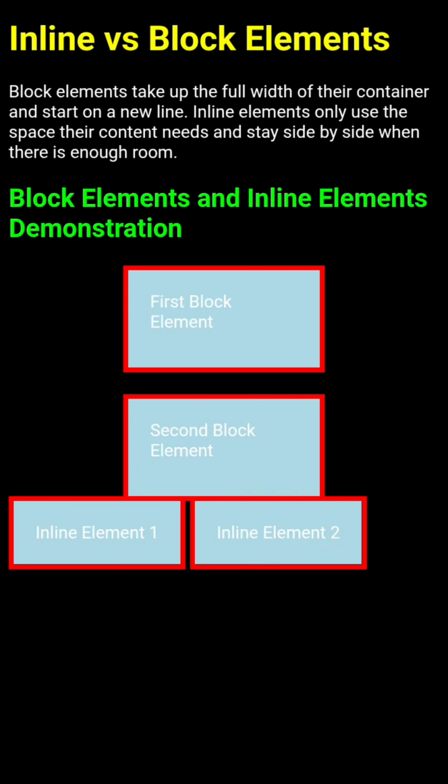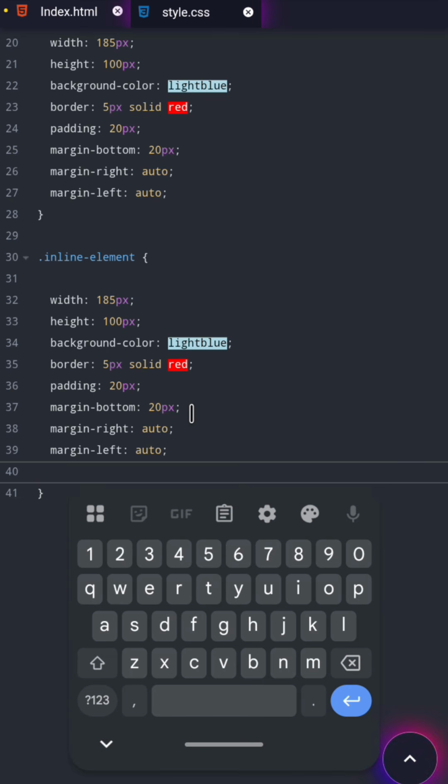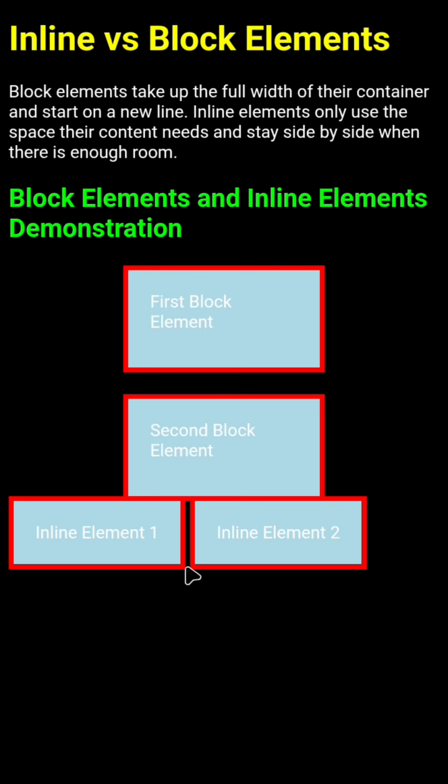Also, notice something interesting. Even though the div above has margin bottom applied, the inline elements still don't behave like normal boxes. That's because span follows inline behavior, not block behavior. Vertical margins also don't behave the same way on inline elements, like span. That's because span behaves like text, not like a full box.